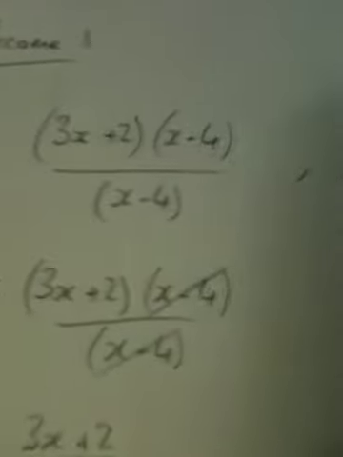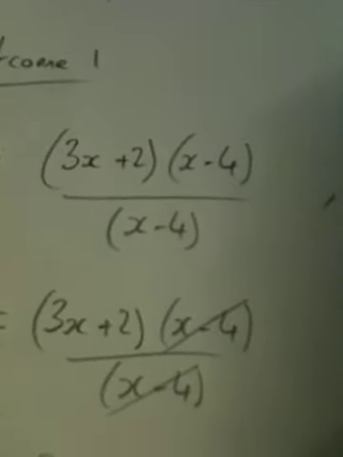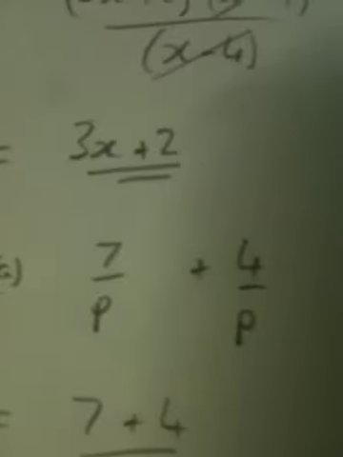Anyway, back to the question. So we've got an x minus 4 on the top and x minus 4 on the bottom. Anything divided by itself is 1, so they just cancel out. And you're left with 3x plus 2.